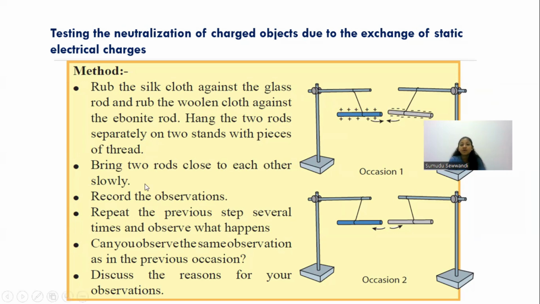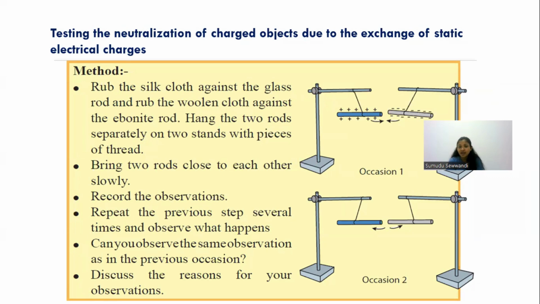Bring the two rods close to each other. Then you have to bring them together. Refer to the observation. What's the observation? You can see both rods are attracting each other, because positive charges and negative charges attract. Repeat the previous step several times and observe what happens.